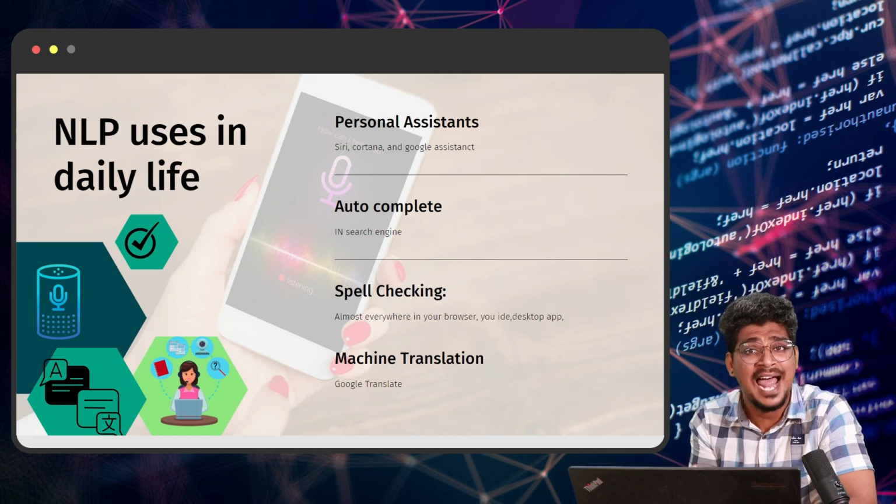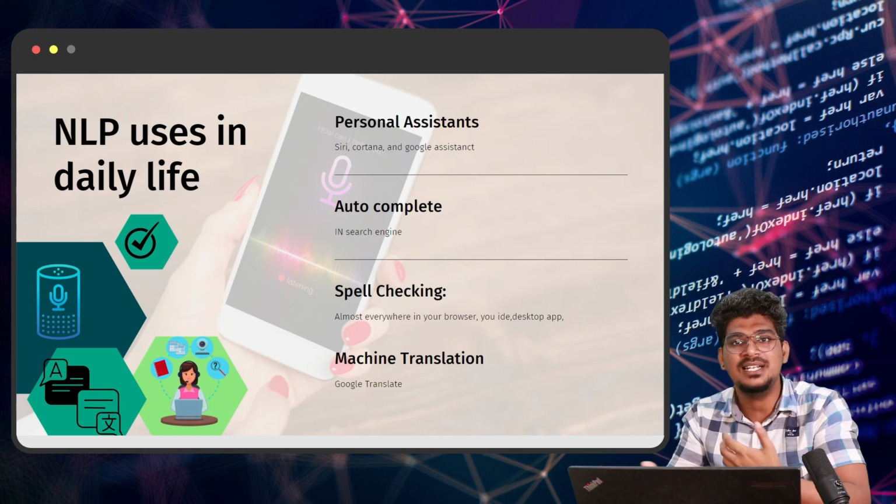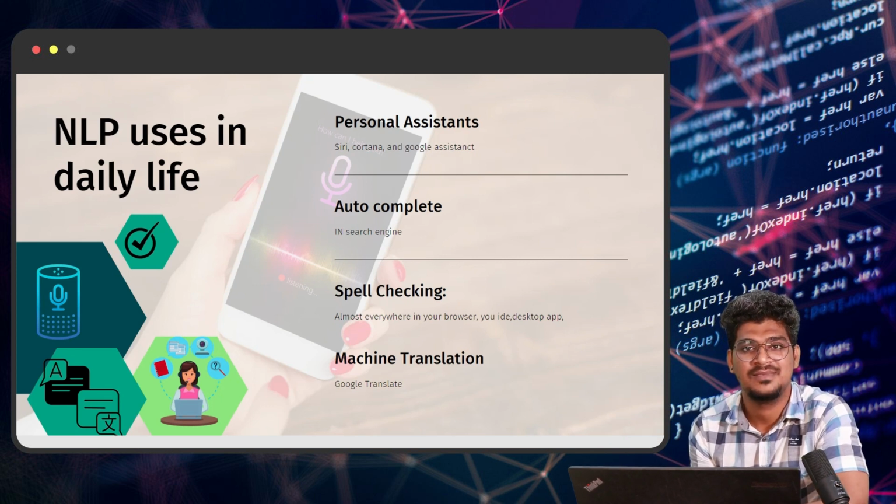Because the computer can understand the human language. What you are going to say, what you are going to search, the computer automatically completes all this. Autocomplete, that is also possible. Everything we can experience in daily life. Right? So what about the next thing?